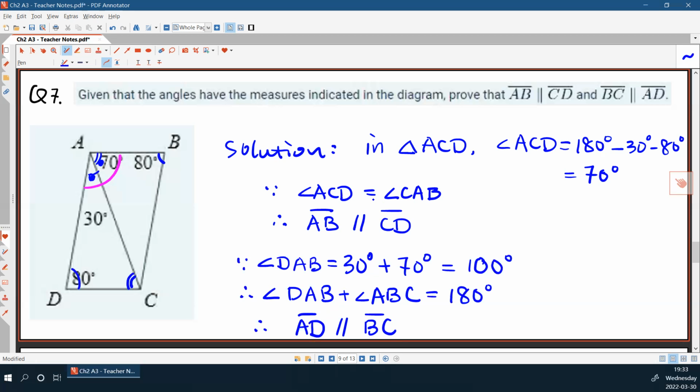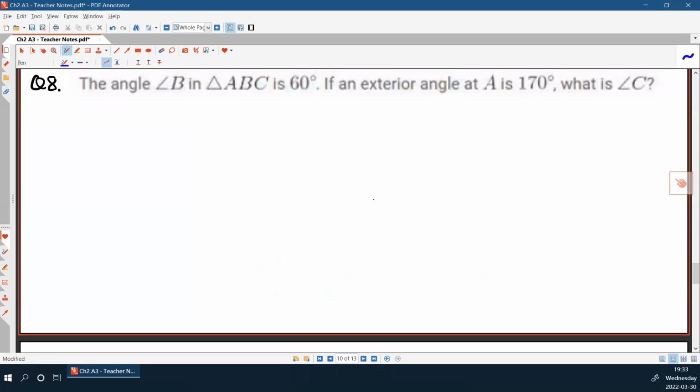Okay, have a look at this question and let me know if you finish, okay? Okay. All right, so let's have a look at the next one.